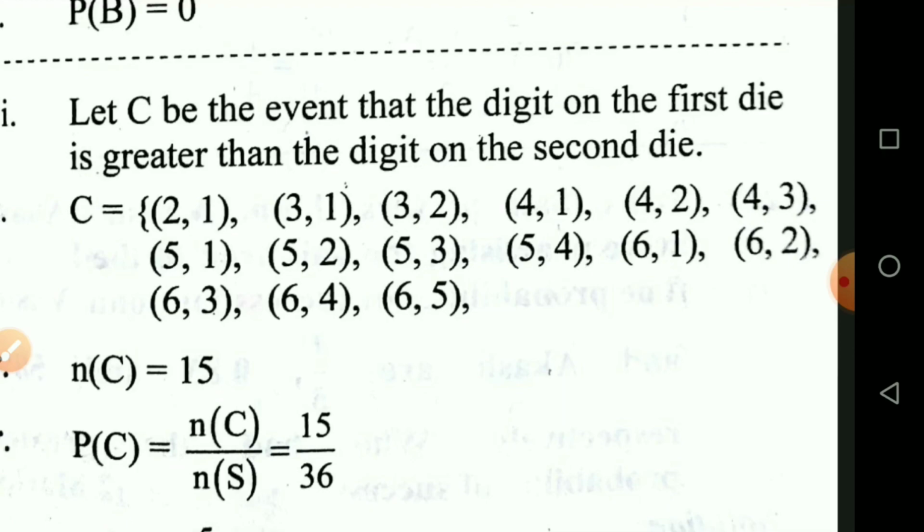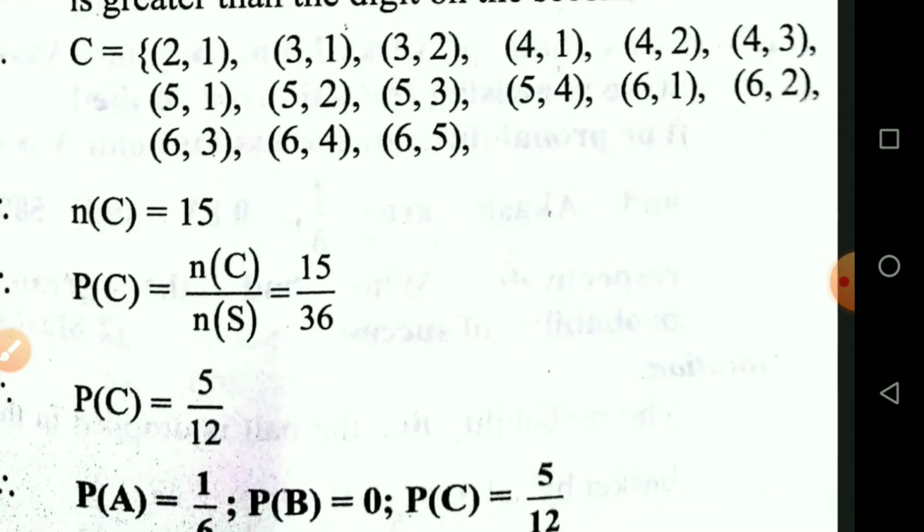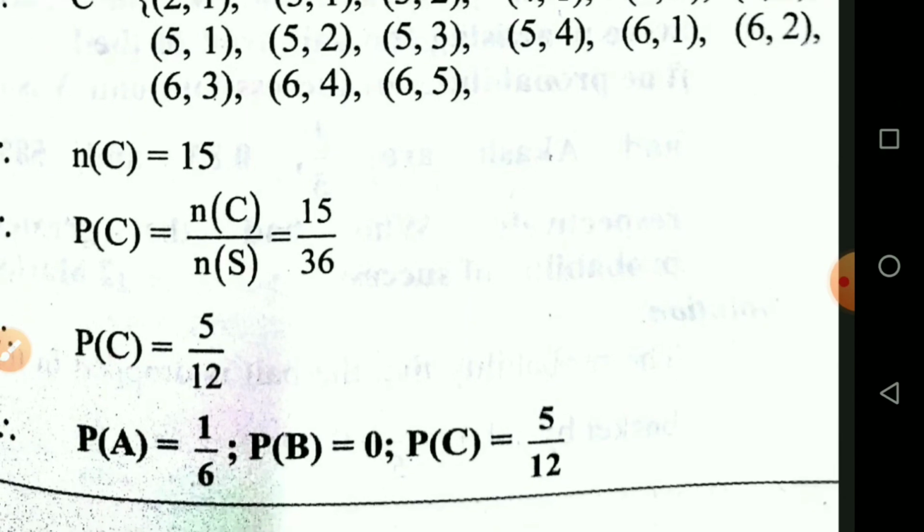P of C is equal to number of C upon number of S, and it is equal to 15 upon 36. Simplify this. Probability of C equal to 5 upon 12. 3 5s are 15 and 3 12s are 36. At last, write down the probability of all the events. Probability of A is equal to 1 upon 6. Probability of B is equal to 0. Probability of C is equal to 5 upon 12.